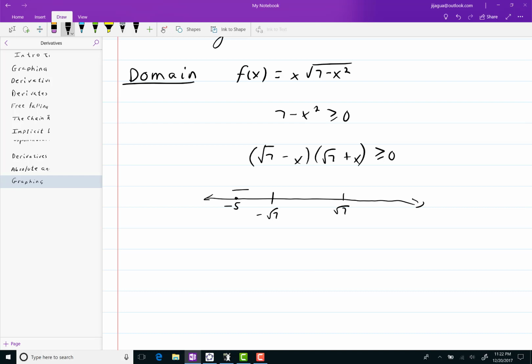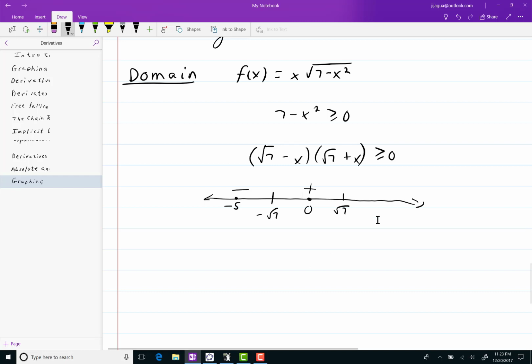Now pick something in between negative radical 7 and radical 7. The easiest thing to pick is always 0, so let's use that as my test point. Plugging in 0, I'll get radical 7 minus 0 times radical 7 plus 0. Well, that's just 7, and that's definitely positive.